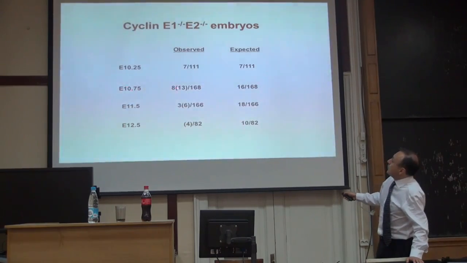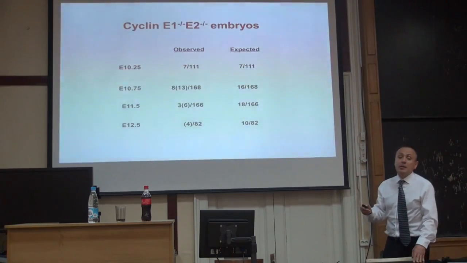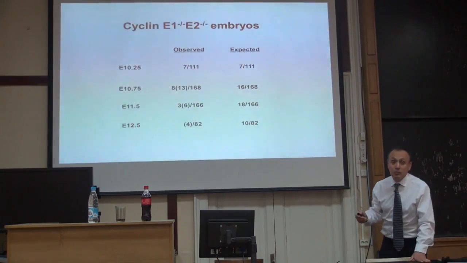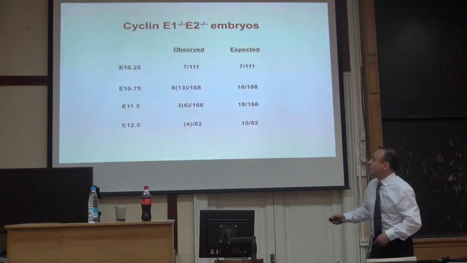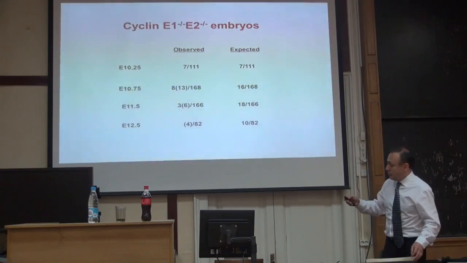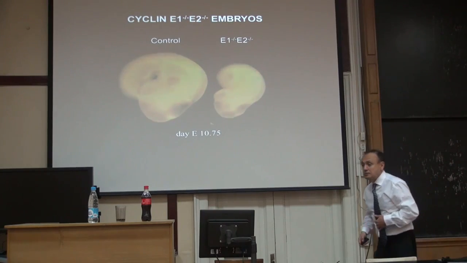And at 10.5 we start seeing, in brackets, the embryos that are dead. Of course in controls we don't see dead embryos, but in the knockout we start seeing dead embryos. Most of them are dead by 11.5, and by 12.5 every single embryo is dead. Now I'll show you the best looking embryo, meaning not the prettiest, but the one that advanced the furthest. And that's the one. This is control, and this is a double knockout embryo at day 10.75.